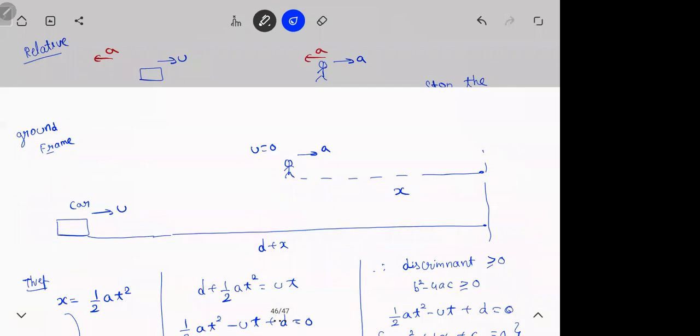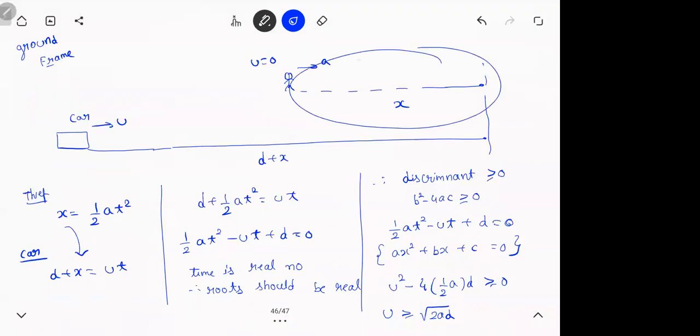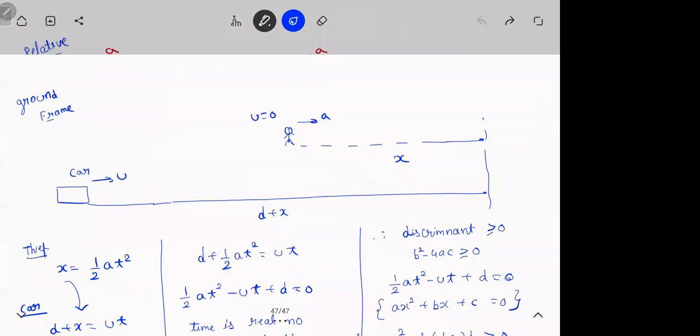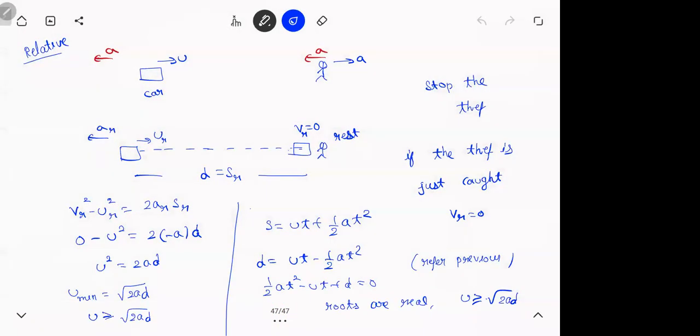See, the main thing is this. Did you see here? Let him go x, let him go d plus x. You need to think of all these steps, and then put them and solve them. But here you don't need to think so much. Meaning, you're coming with your deceleration, you just come and stop near the thief. Finish off. V square minus U square is 2as. Put it down.